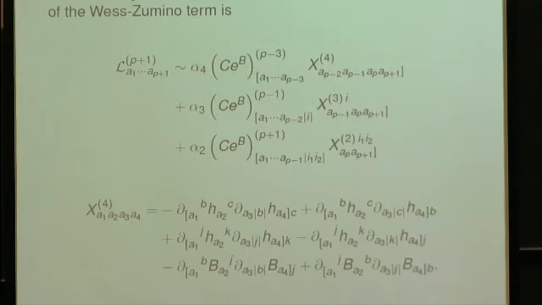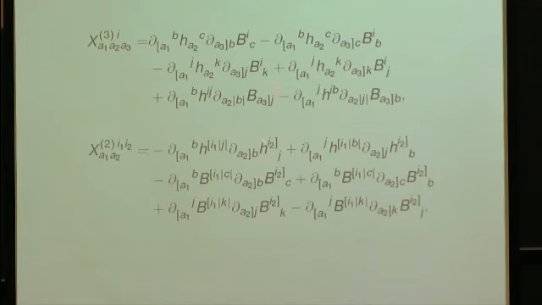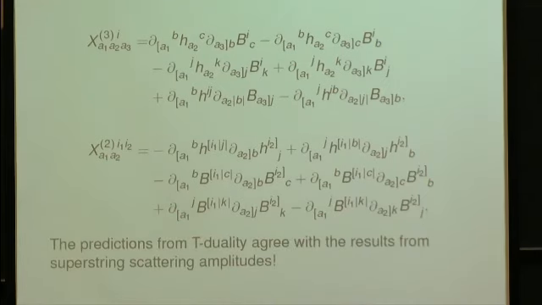And guess what? In the first part of the talk, I showed you how we extracted an interaction involving CP-3 and 2B fields. And guess what? The results, of course, agree. Otherwise, I wouldn't be telling this story, at least not in the same talk. And here are new interactions involving B and H. And yes, we also did the string scattering amplitudes. We computed them. And all the results from T-duality agree with the result from superstring scattering amplitudes.